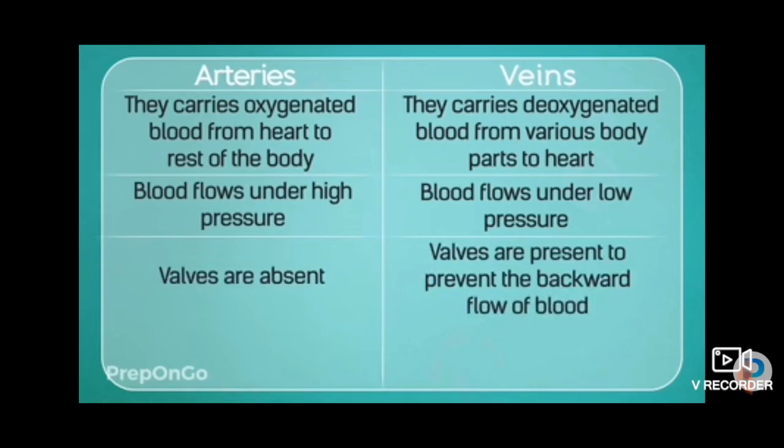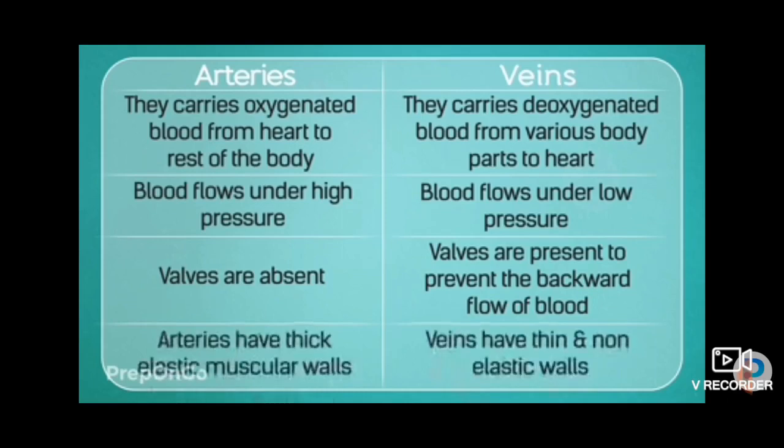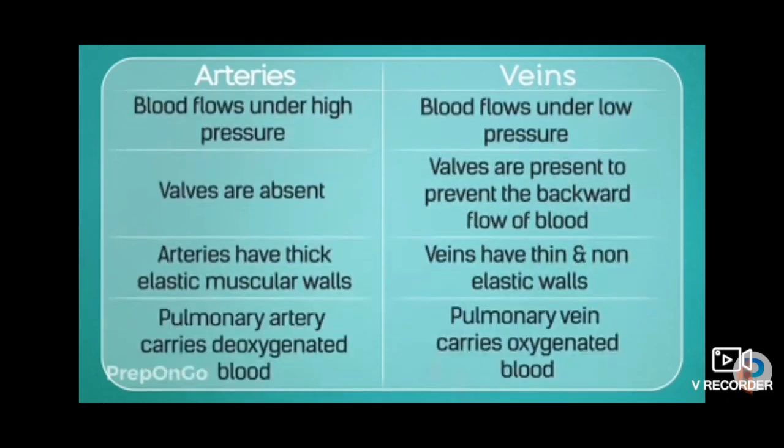Now, the arteries do not have valves because they have to transfer blood from the heart to the different parts of the body. But the veins have valves to prevent the backflow because they carry the blood from all parts of the body to the heart. The arteries have thick, elastic, muscular walls because the blood flowing in arteries is under high pressure, whereas veins have non-elastic muscles because the blood is not flowing under so much pressure.